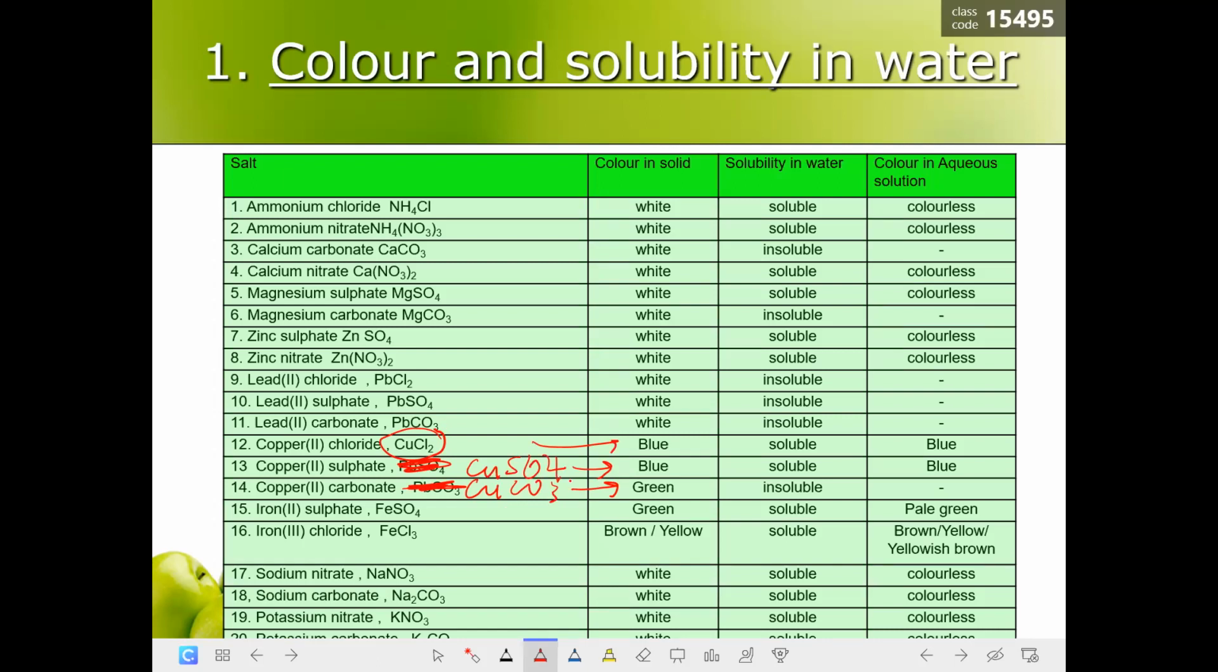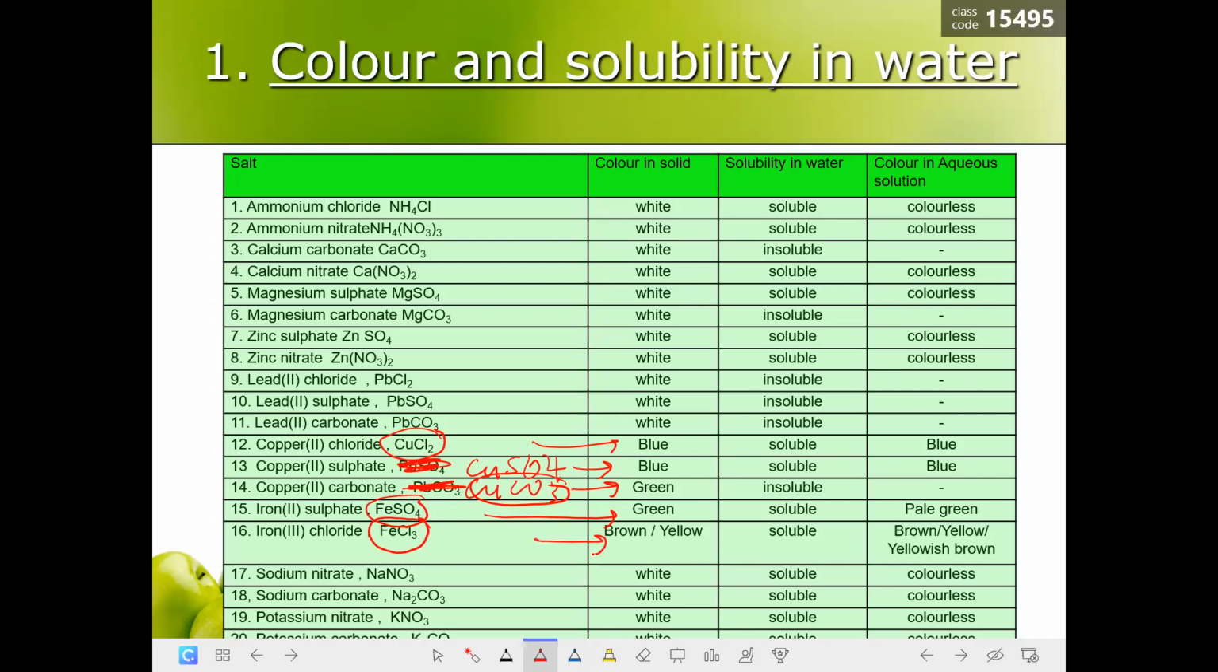There was a green color substance, correct? If you memorize this, you would have already known it. Now iron 2 sulfate is also green. Please take note. Iron 3 is brown. And everything else is white. So a few things are colored, the ones I mentioned to you, and the rest are all white in color.